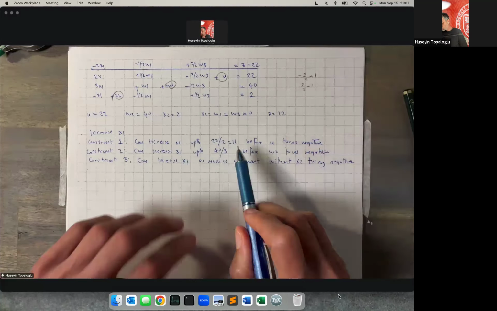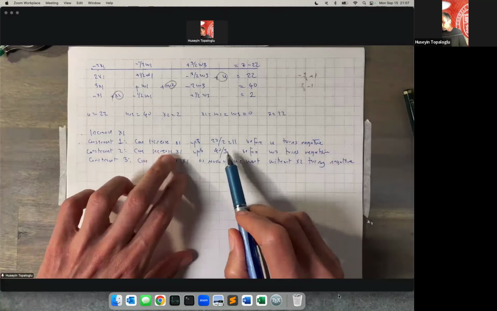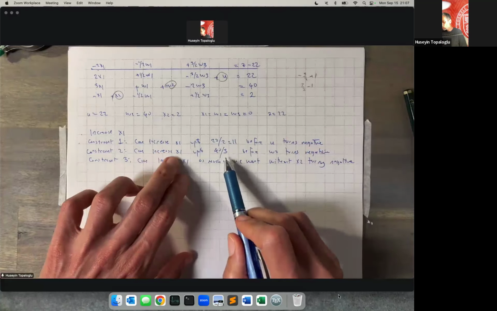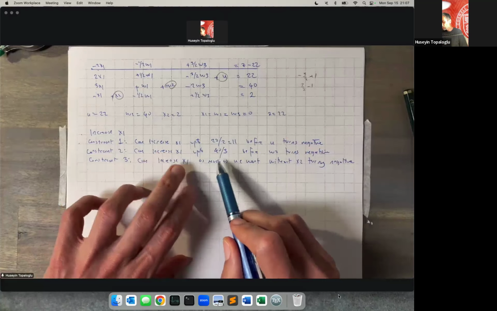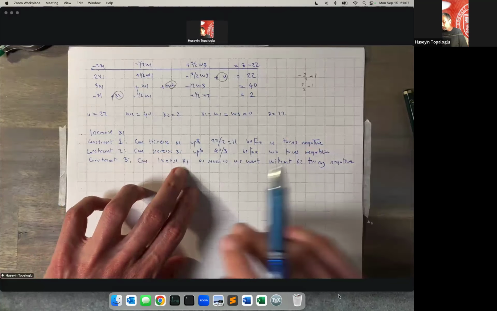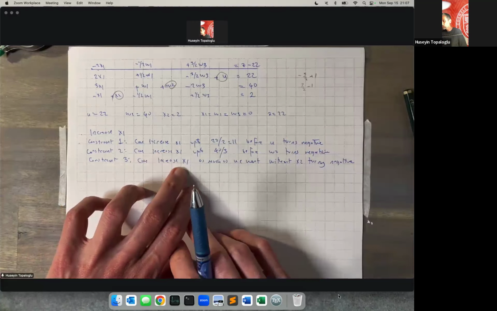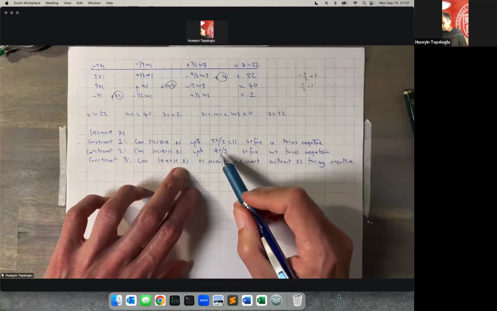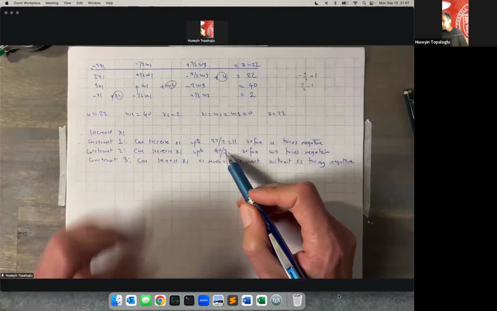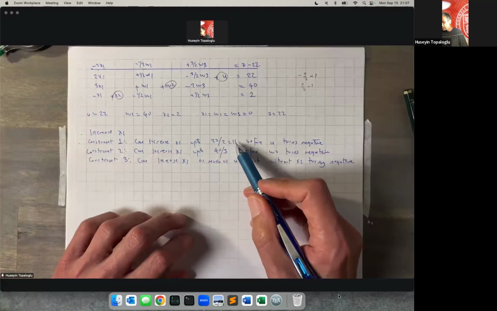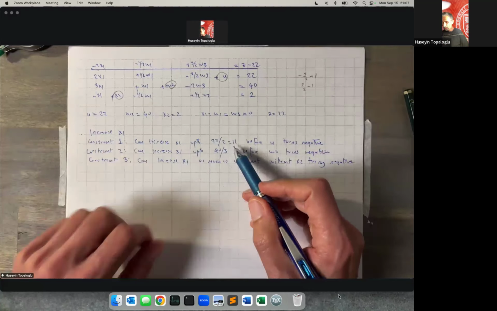Okay, so the first constraint says you can increase x1 before we get in trouble. The second constraint says we can increase x1 to 40/3 before we get in trouble. The third constraint says you can increase x1 as much as you want, you're not going to get in trouble. Which one is the binding one? 40/3 is like 13 point something. So 11 is the binding one, so we're going to increase x1 up to 11.